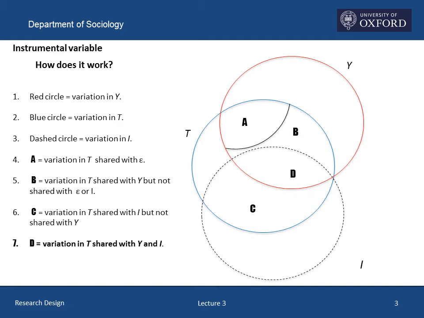Some people find the following diagram helpful for getting an intuitive feel for what instrumental variable estimation does. The red circle represents the variation in y, the outcome variable. The blue circle represents variation in t, the treatment variable. It's simplest, though of course not necessary, to think of this as a continuous variable. The dashed circle represents variation in the instrument. The variation in y is generated by t and by an error term, epsilon.